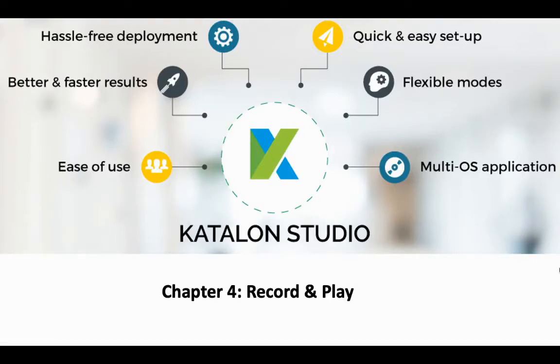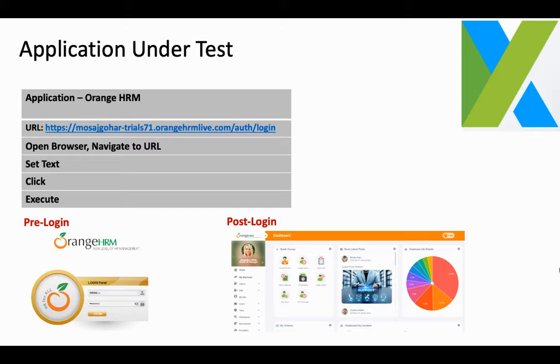In this chapter, we are going to learn about the record and playback feature of Katalon Studio. For demonstration purposes, I will be using Orange HRM as the application under test. This would be the URL. For your own learning and testing purposes, you can sign up and have your own URL.